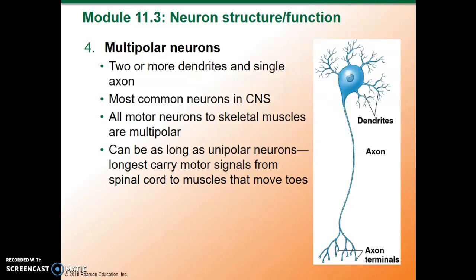Multipolar neurons is the fourth classification, and these are the ones we're most familiar with. They have 2 or more dendrites and a single axon, and these are the most common in the brain and spinal cord. All motor neurons to skeletal muscles are multipolar, and these also can be quite long.